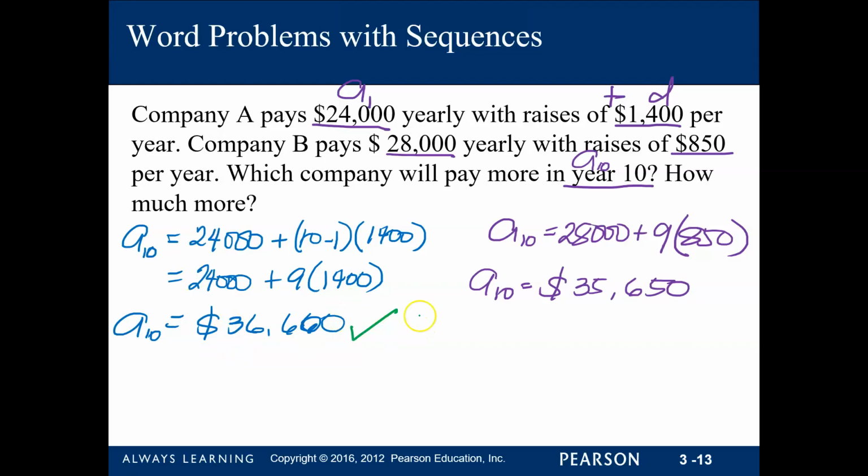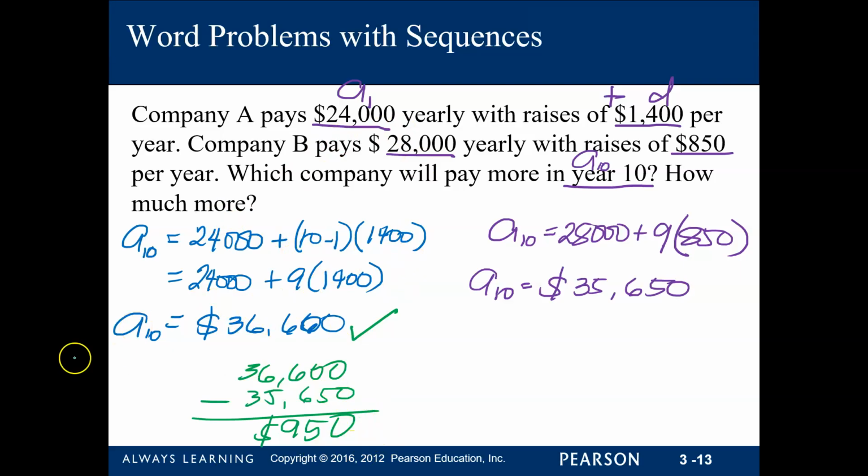Company A pays more in year 10, and by how much? You just find the difference. This is 36,600 minus company B's. That's the difference of their pays. So if you do the subtraction here, you will get that this is going to be $950. That's almost a $1,000 difference. So if you're going to choose, you're going to be working with company A.